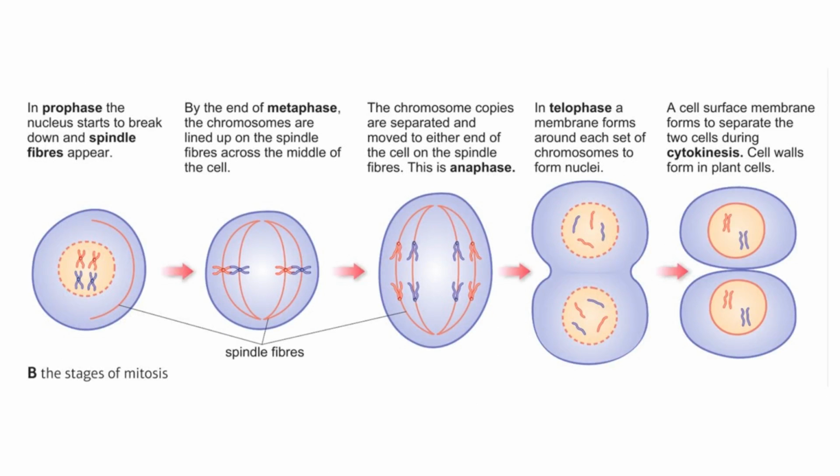Okay, so we're going to talk through what happens in each of the stages. In each of these stages, there are 1 or 2 really important things you need to remember in order that you can answer exam questions on this topic. So let's have a look at prophase first of all. In prophase, the nucleus starts to break down and spindle fibers appear.